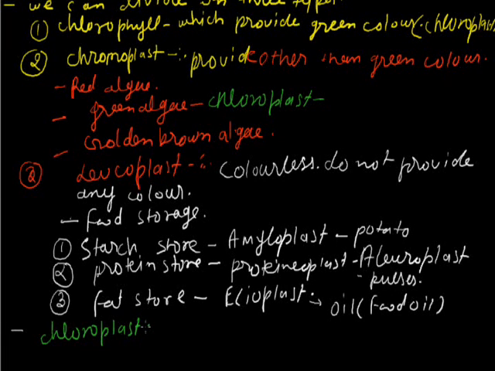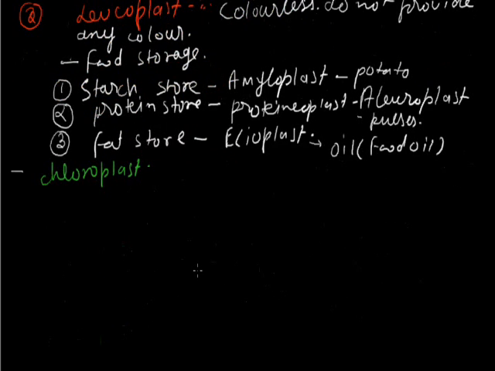Chloroplast, simply we know that they provide green color, and providing green color is not just a reason for having photosynthesis. They also have power to trap the solar energy. So first we will discuss the structure of chloroplast. If I draw the structure, it can be like that.